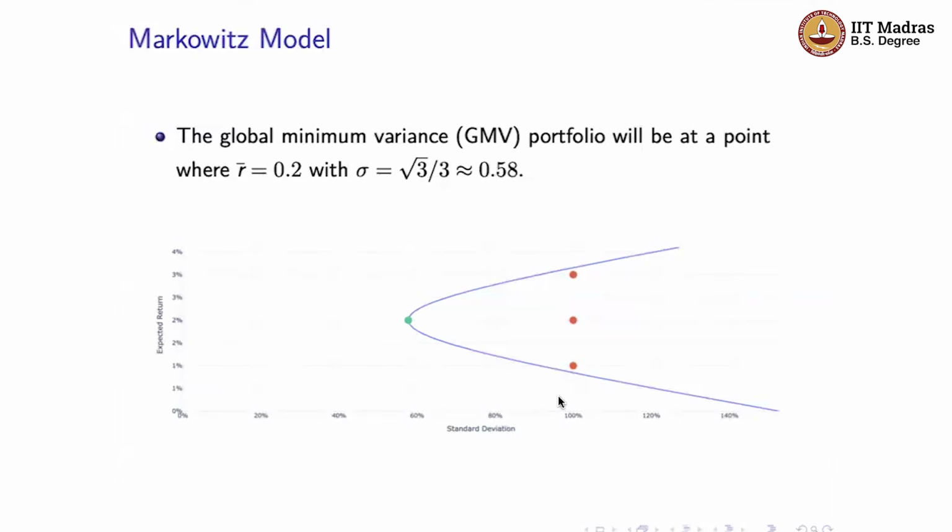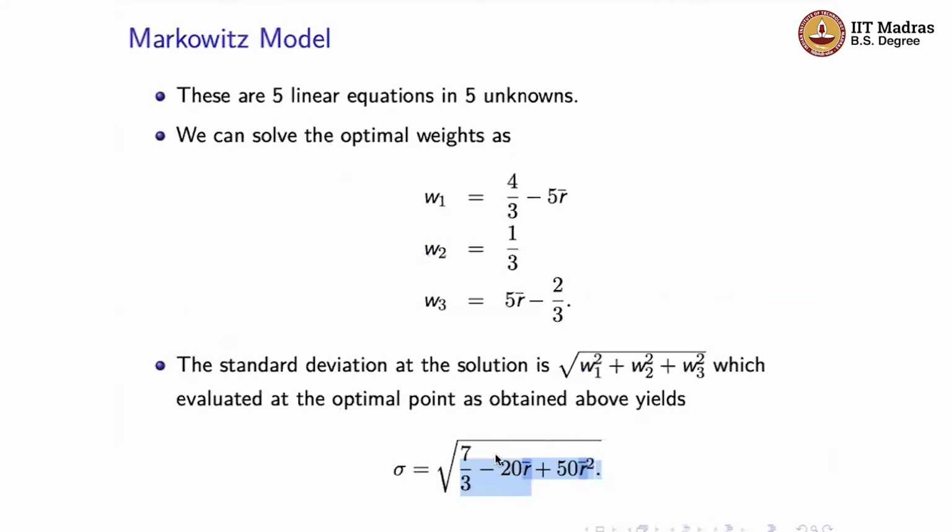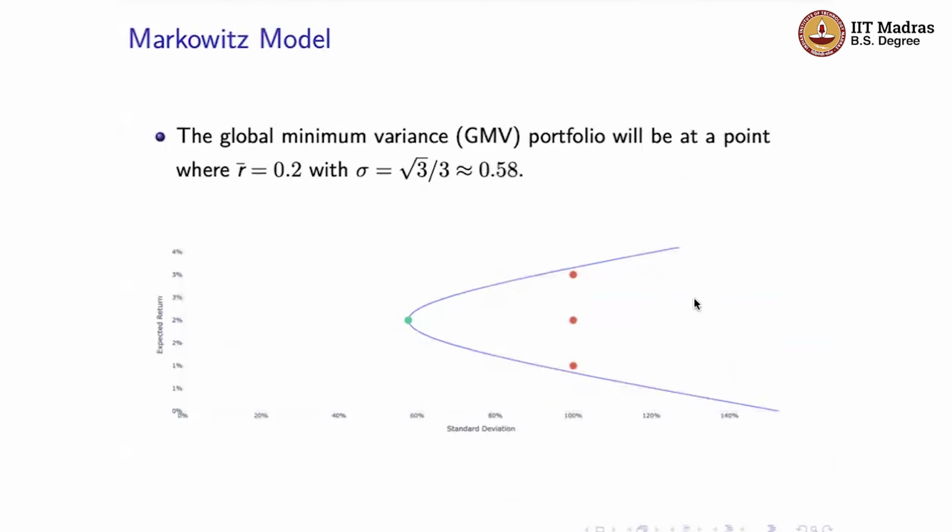And this is how it would look pictorially. So this curve is the thing that we had here. That is what we drew. And this is the global mean variance portfolio, which is around 58% standard deviation. And these were the initial 3 assets. So this is one way in which you can actually derive this expression.